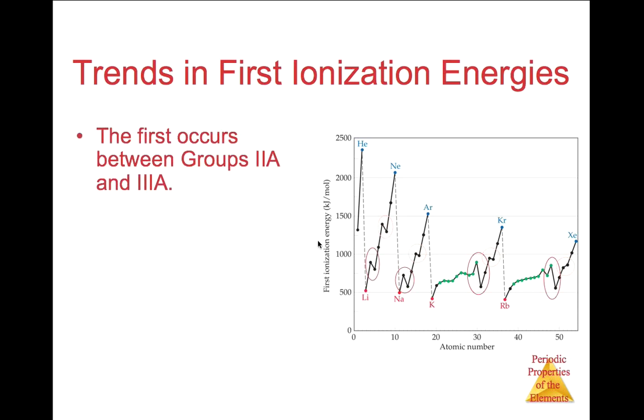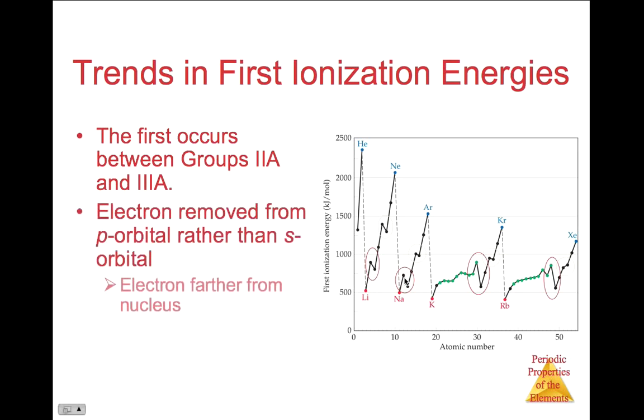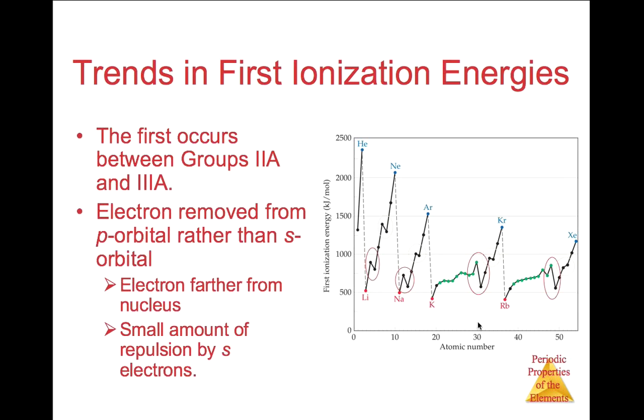In the third period it occurs between magnesium and aluminum. That's right here on this little graph. Why does that happen? Because an electron removed from the p orbital rather than the s orbital is a lot easier to do, because the electron is farther away from the nucleus and there's only a small amount of repulsion by the s electrons. And so it's easier to remove an electron from an element, say for instance boron, than from beryllium, because boron's outermost electron, right here, is in the 2p orbital.